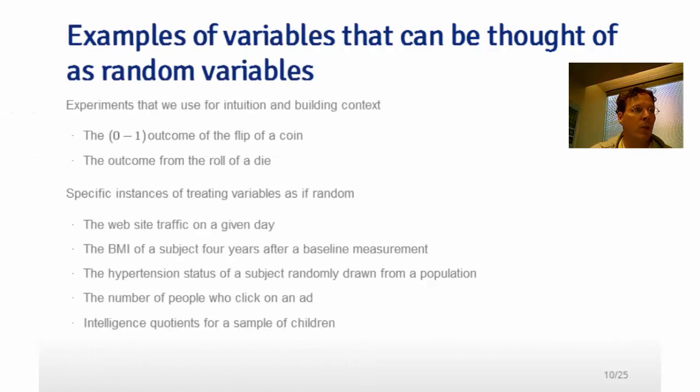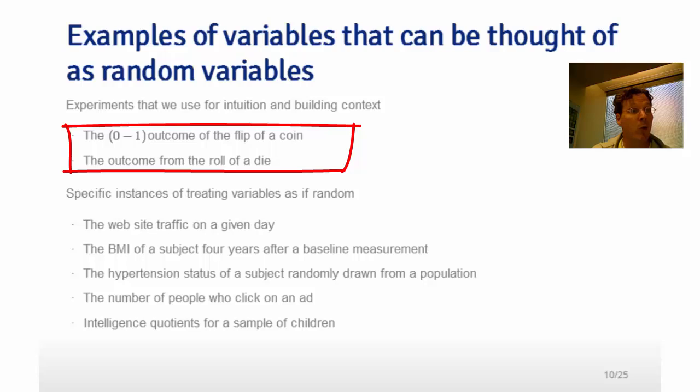Let's just go over some simple examples of things that can be thought of as random variables. So the biggest ones for building up our intuition in this class will be the flip of a coin, and we'll either say heads or tails, or 0 or 1. This is a discrete random variable because it can only take 2 levels. The outcome of the roll of a die is another discrete random variable because it can only take 1 of 6 possible values. These are kind of silly random variables because the probability mechanics is so conceptually simple.